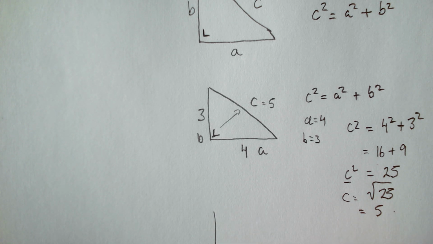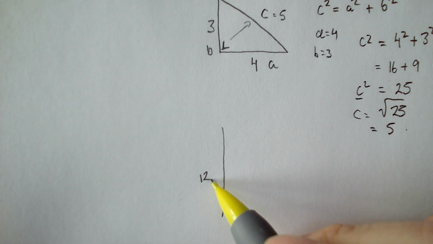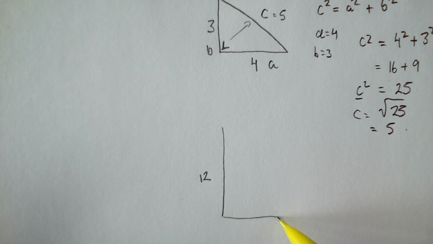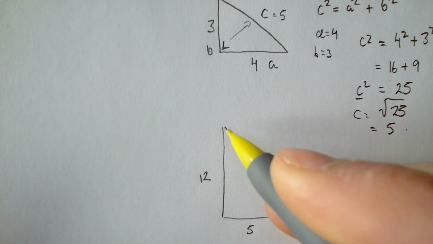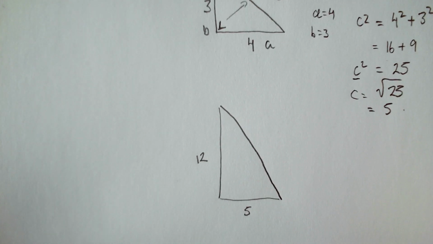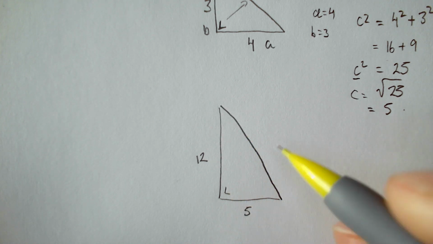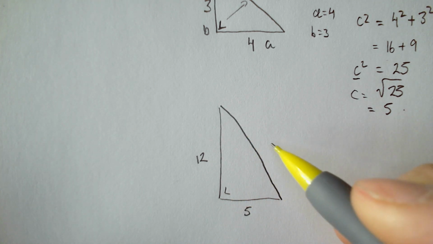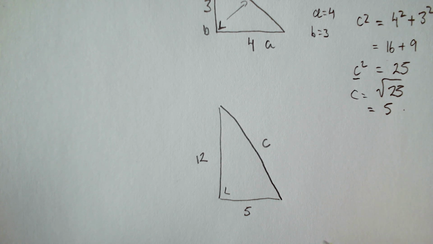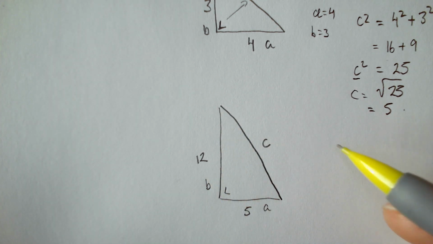Let's look at a slightly taller example, a triangle of height 12, base 5. The question now is, how long is this side of the triangle? Straight away, you recognize that this side is opposite the right angle, so this is the hypotenuse, as we said. We always call the hypotenuse C. Our base, we typically label A, and our other side, we typically label B.